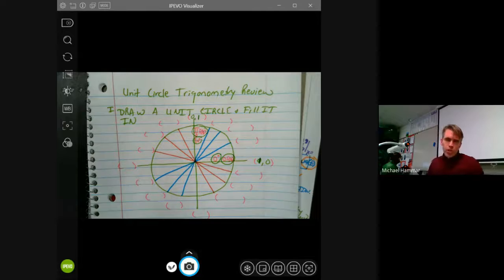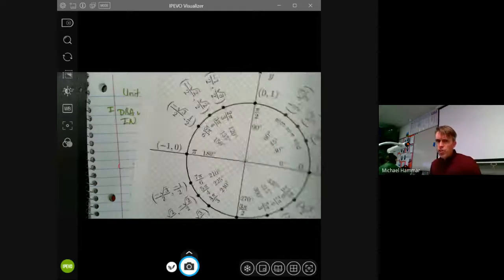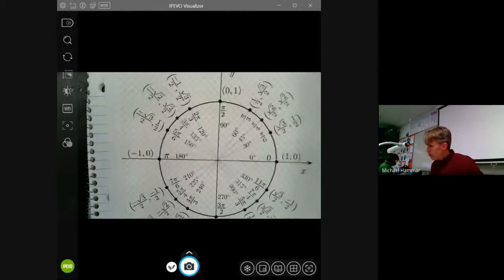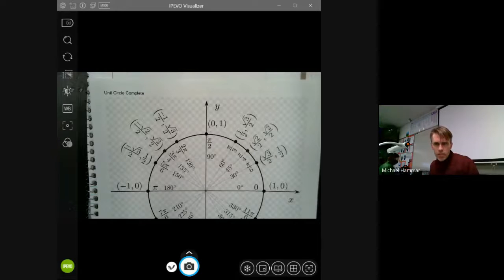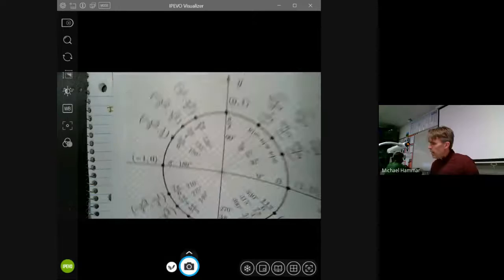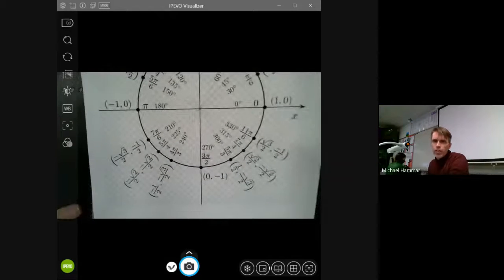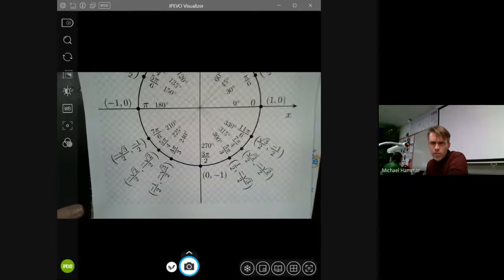Okay, now you should have filled in your whole circle. It should look like this. Just double check the top half, and pause the video. Then double check the bottom half, pausing your video and checking those.